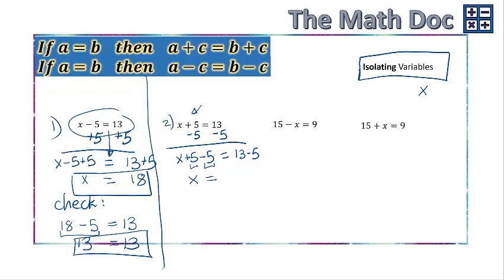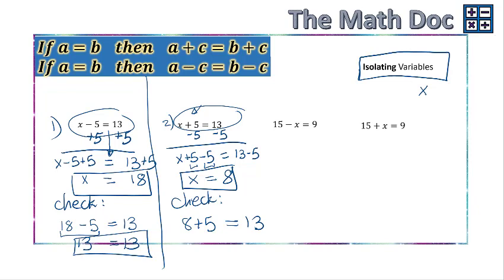What is 13 minus 5? It is just 8. And so our answer here is x equals 8. Let's check, and it's always a good idea to check our results. Let's put it into the original equation. So we have x plus 5, which is 8 plus 5, equals 13. What is 8 plus 5? 8 plus 5 is 13. So we get 13 equals 13. And indeed, that is correct.